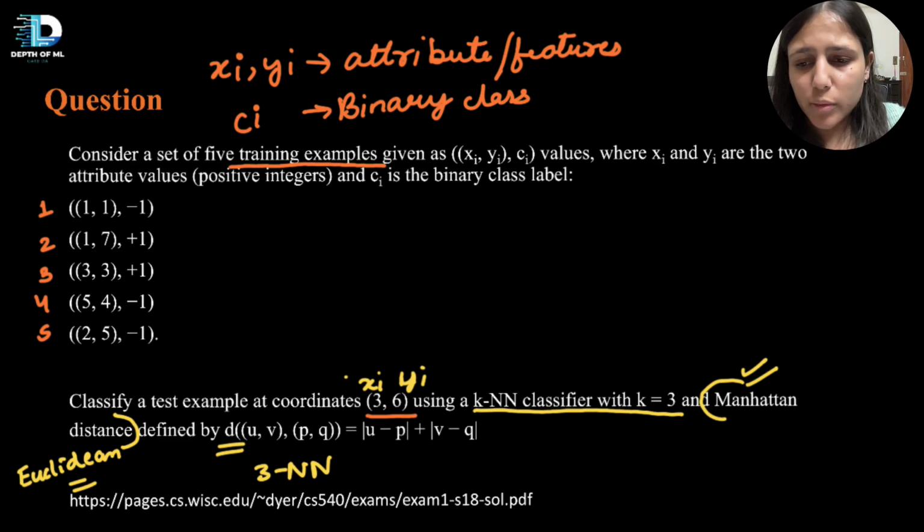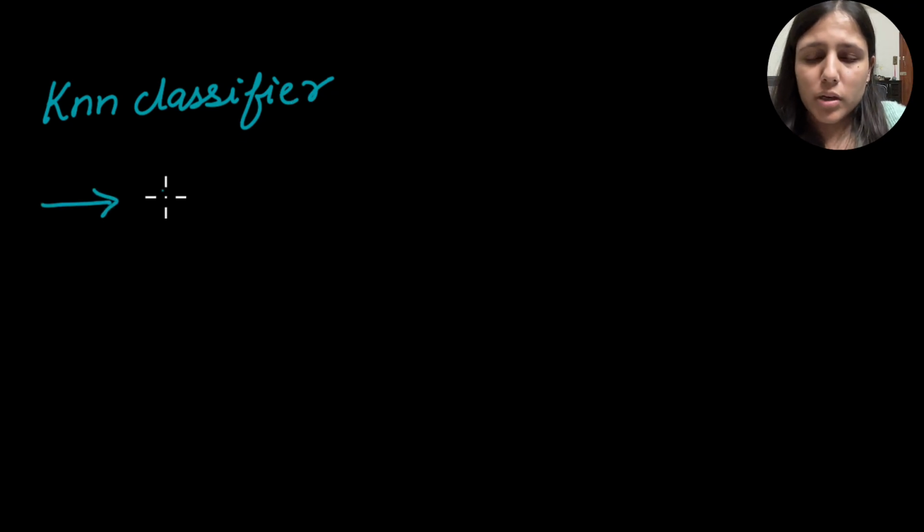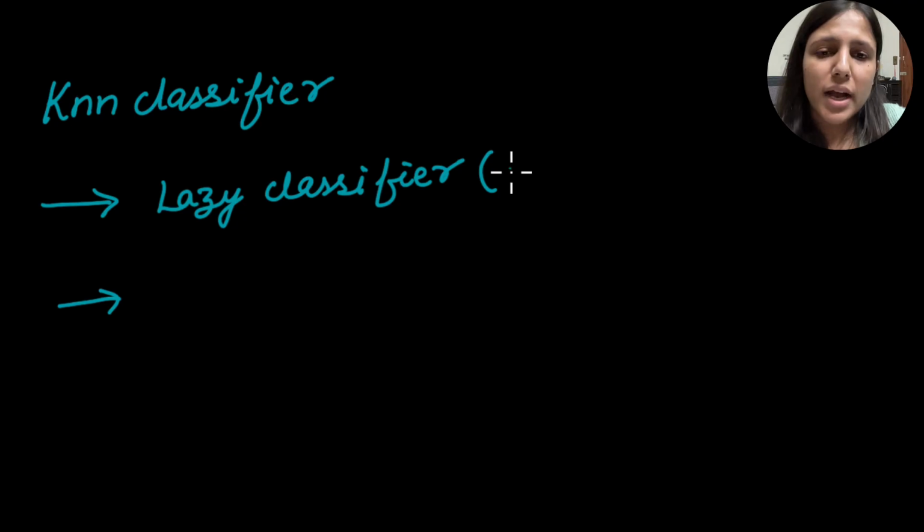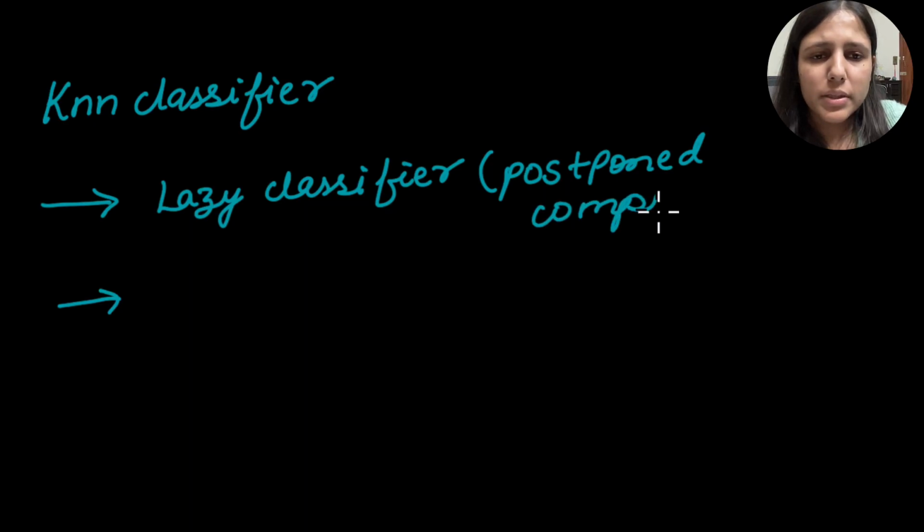So first let's understand what is a KNN classifier in brief. A KNN classifier is a very simple classifier in the machine learning domain. First of all, it's a lazy classifier. When I say lazy classifier, it means that there is no training involved, or the computation is postponed till you actually have to predict. Postponed compute. Okay, and why does that happen? The compute is postponed till a test point is given.